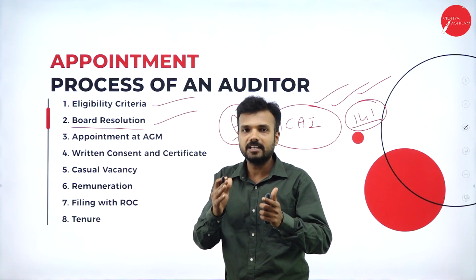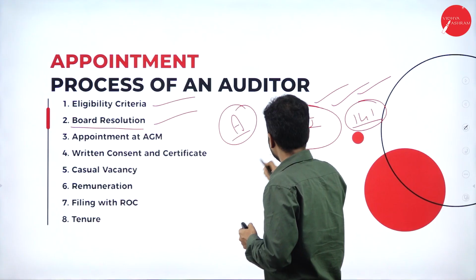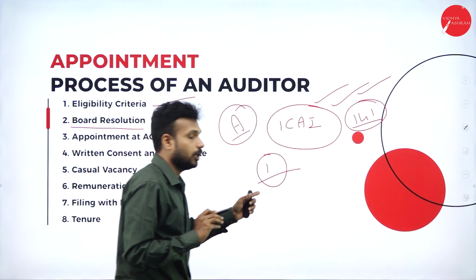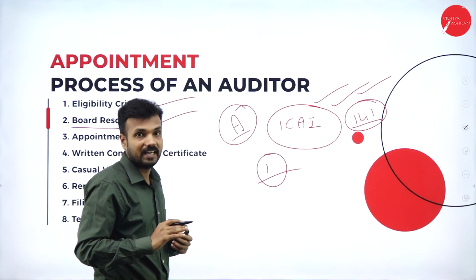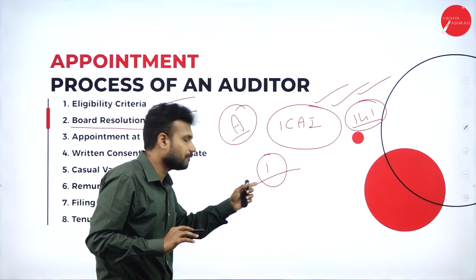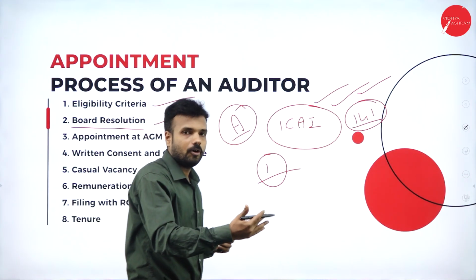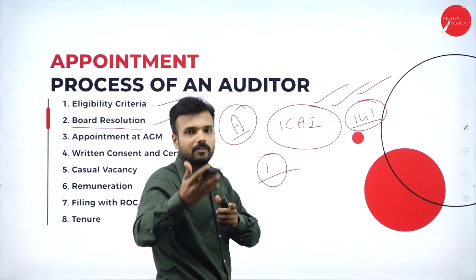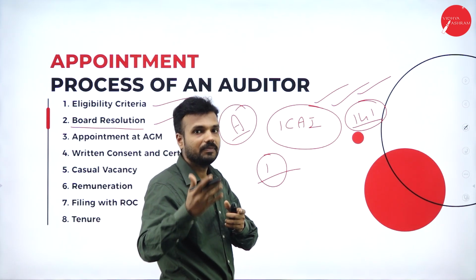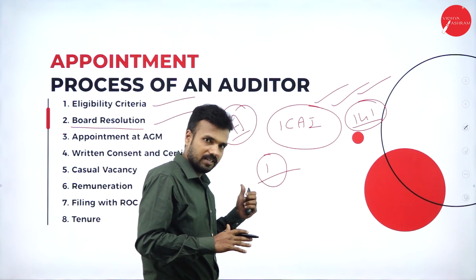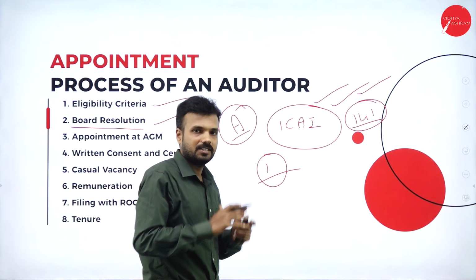Once a company is established, the first auditor of the organization will be selected by the board of directors. I repeat, the first auditor of the organization will be selected by the board of directors, but the second auditor and whatever auditors come in future will be selected by the shareholders, meaning it will be decided in the shareholder meeting.